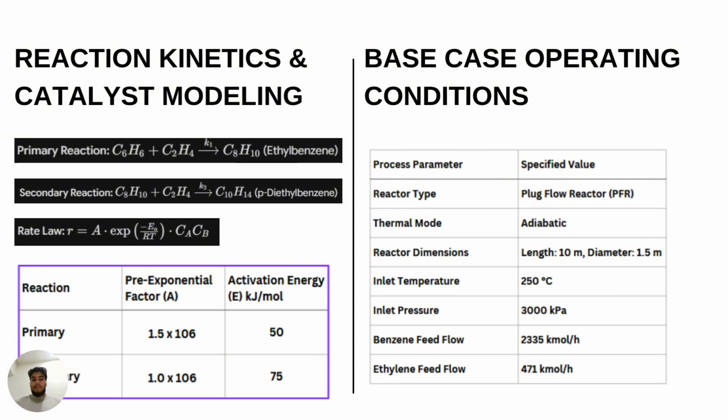Now, for our base case, we operate at 3000 kilopascals to maximize vapor density and collision frequency, and 250 degrees Celsius to easily overcome the primary activation energy. Most importantly, we feed a massive 5 to 1 stoichiometric excess of benzene. This heavy dilution actively starves the secondary reaction of ethylene, chemically suppressing the formation of diethylbenzene and securing high product selectivity.